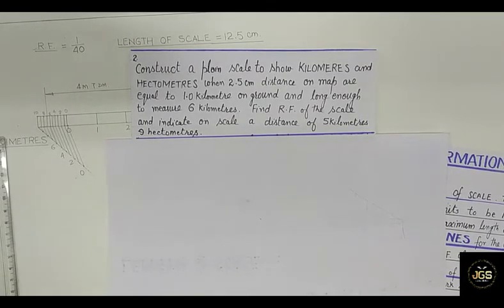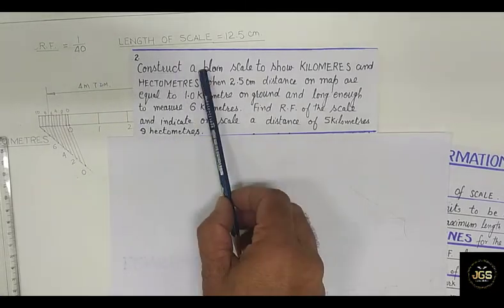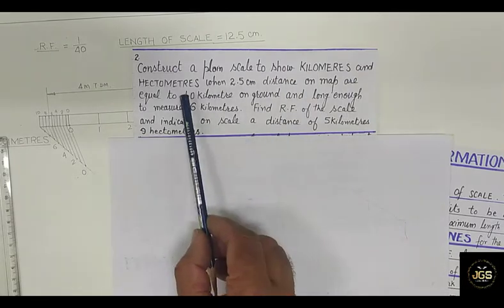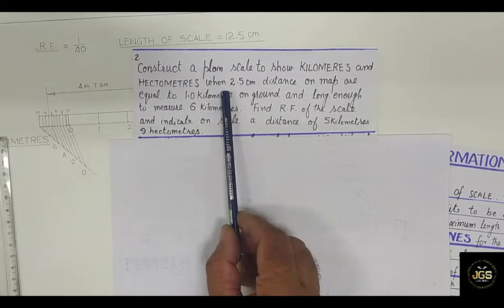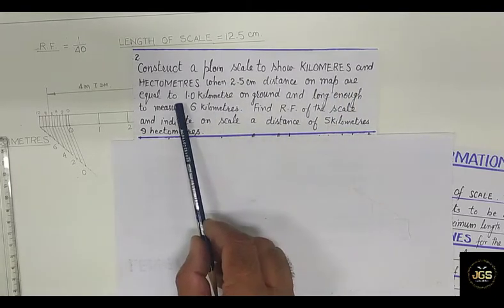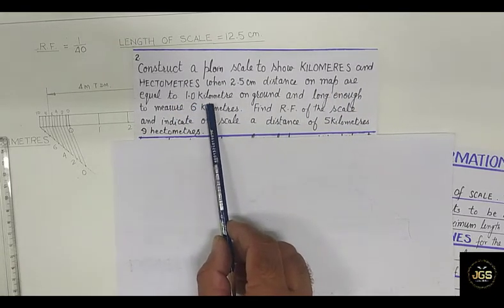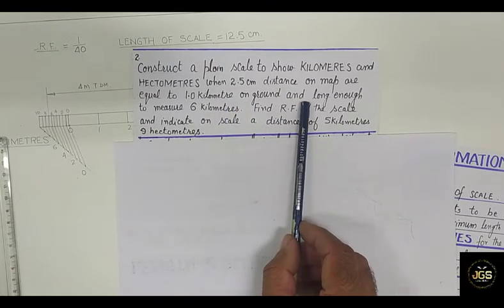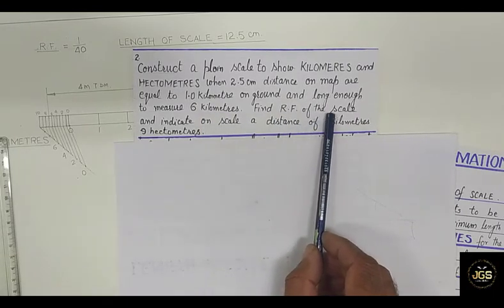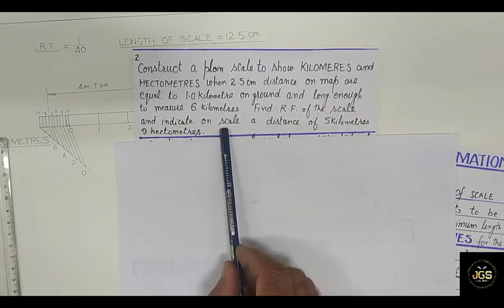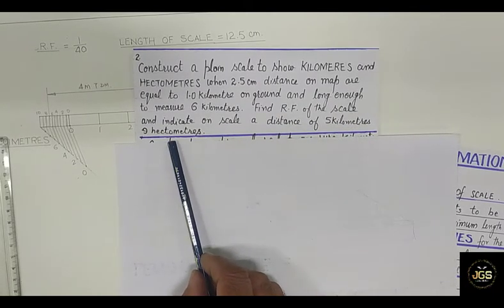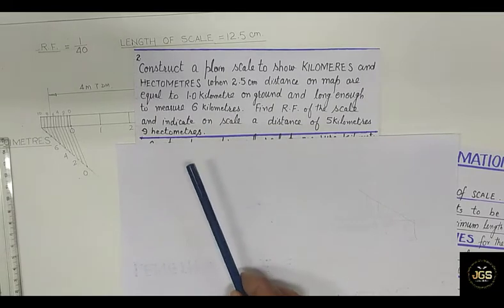Next question, I am going to solve this. Construct a plain scale to show kilometers and hectometers when 2.5 centimeter distance on the map is equal to 1 kilometer on the ground. Long enough to measure up to 6 kilometers. Find the RF of the scale and indicate on the scale a distance of 5 kilometers and 9 hectometers. This is the same and similar question.